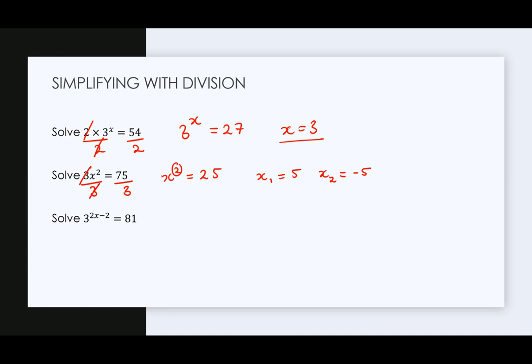Lastly, think about what power of 3 gives me 81. So remember I did that before. 3 to the power of 4 equals 81. Therefore, this power here must be 4. So let's write it out as an equation. Let's solve this. Adding 2 to both sides gives me 2x equals 6. And halving both sides gives me x equals 3.